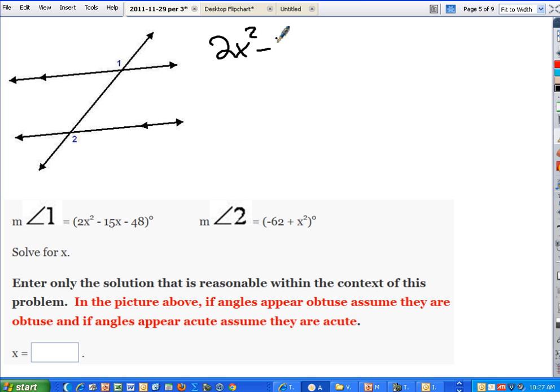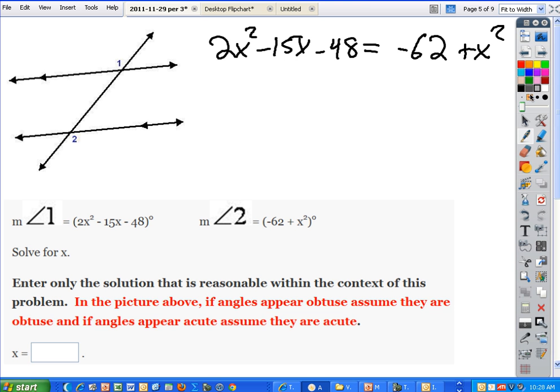2x squared minus 15x minus 48 equals negative 62 plus x squared. Now, just remind me here, I know this is pretty advanced algebra stuff for us to be doing this year. How do we solve an equation like that with x squared, a quadratic equation? What do you think? You move everything to the left. Yeah, good. We're going to set it equal to 0.